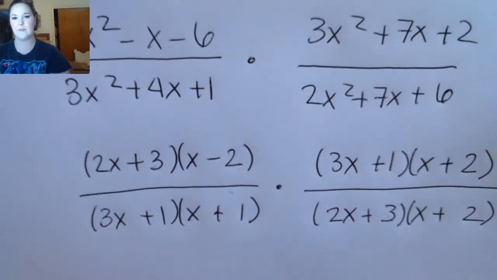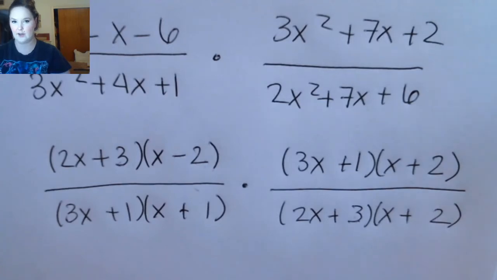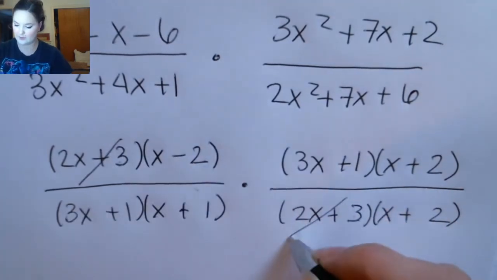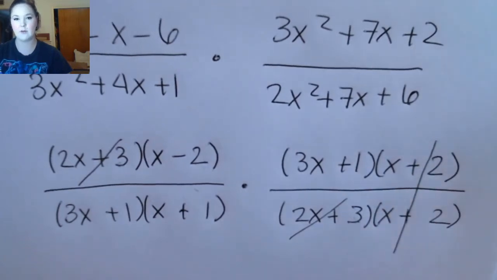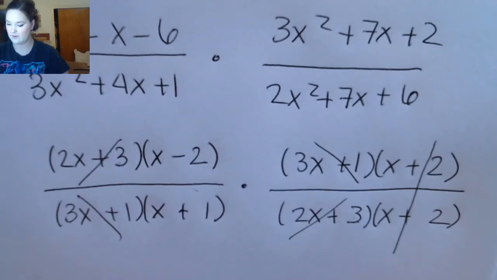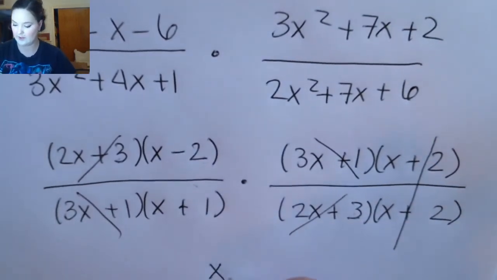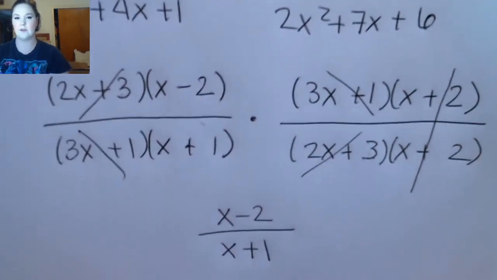That works. Okay, so let's look at what common factors we have. Well, we have 2x plus 3, 2x plus 3. I have x plus 2 and x plus 2. I have 3x plus 1, 3x plus 1. It looks like that's it. So I have x minus 2 left in the numerator and x plus 1 left in the denominator.